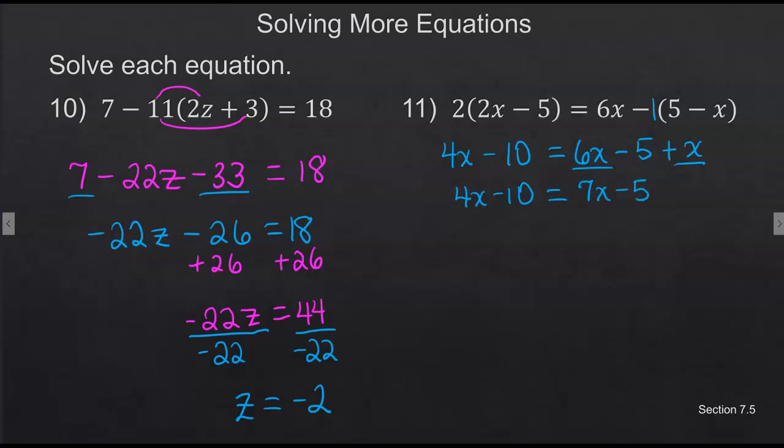minus 5. Now notice we have variable terms on both sides and we have constant terms or just numbers on both sides. We need the x's together on one side and numbers on the other side. I'm going to start with subtracting 7x on both sides. And then I'm going to add the 10 so that I isolate the negative 3x. And that equals 5 now when I take negative 5 plus 10.